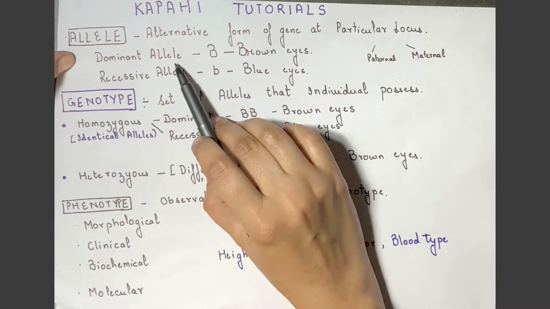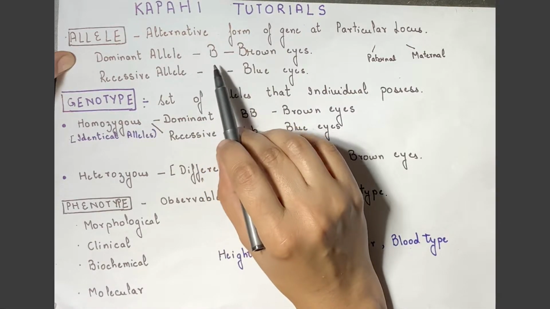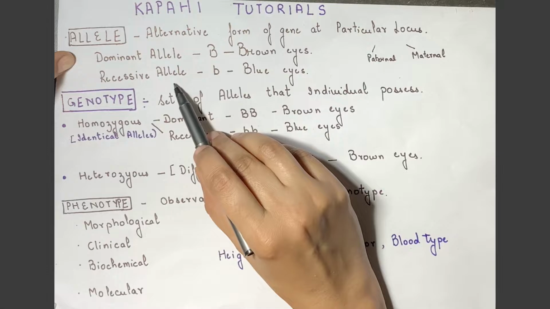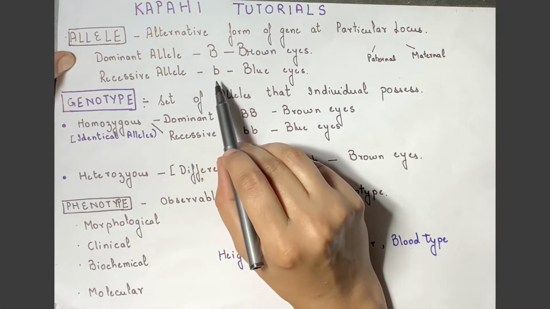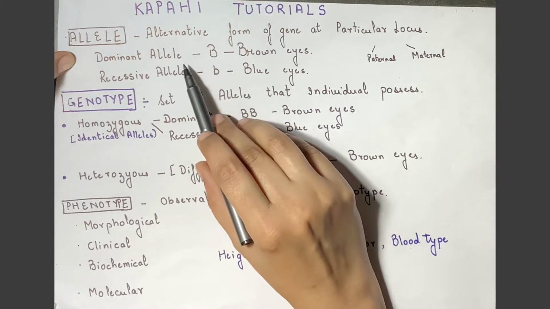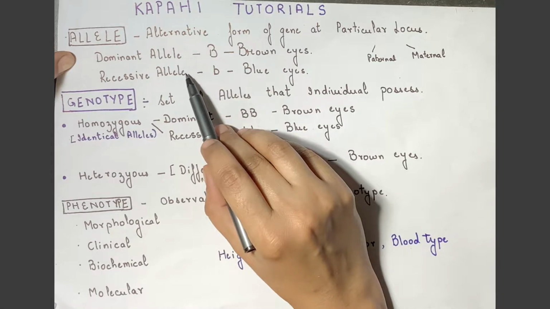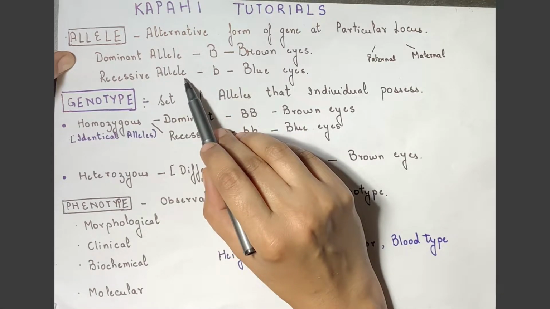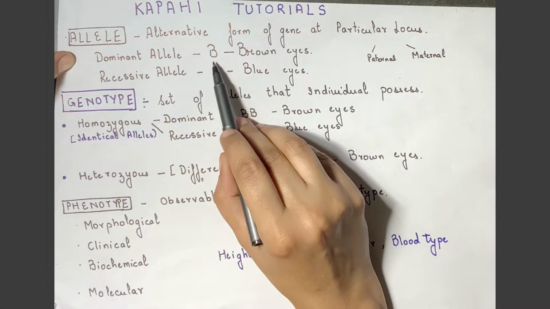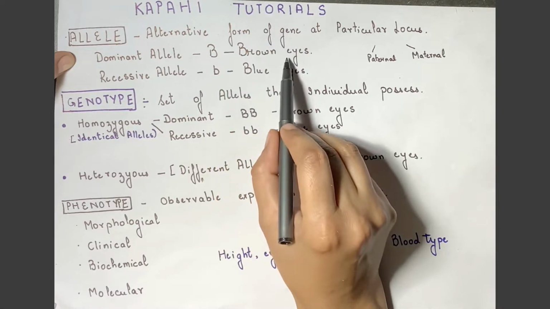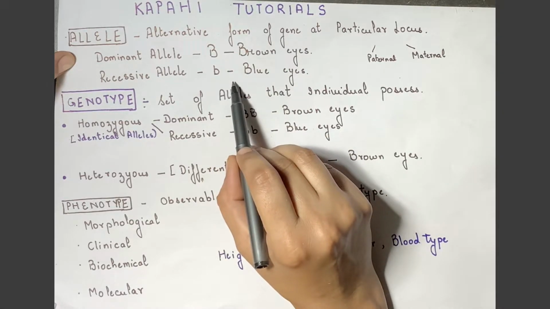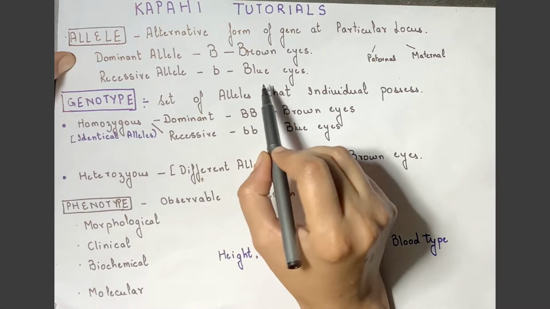Dominant allele. A dominant allele is denoted by a capital letter. A recessive allele is denoted by a small letter. A dominant allele is able to express itself in the presence of a recessive allele. In this case, capital B stands for brown eyes, small b represents blue eyes.